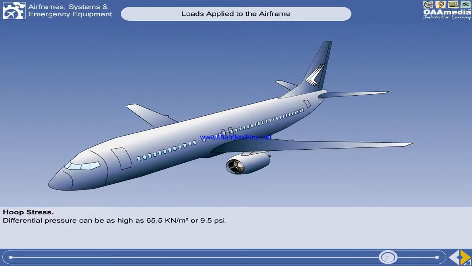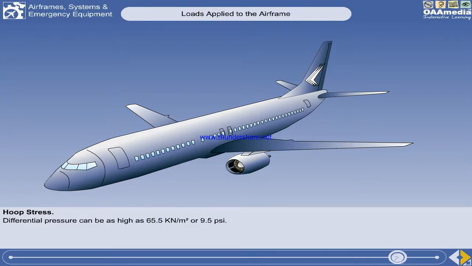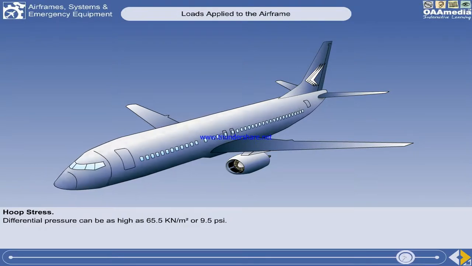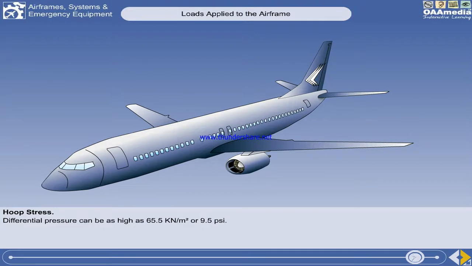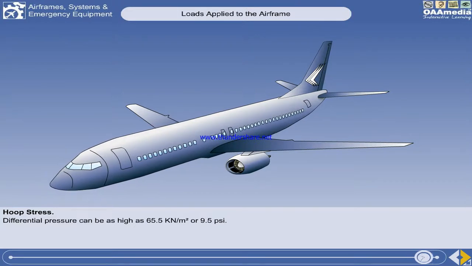The differential pressures that set up these stresses can be as high as 65.5 kilonewtons per square meter, or 9.5 pounds per square inch.